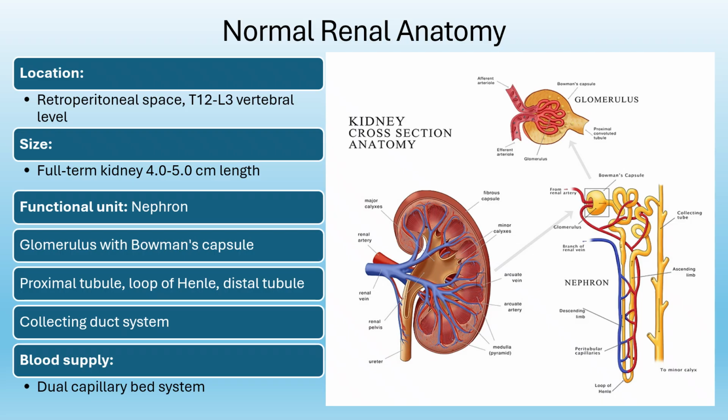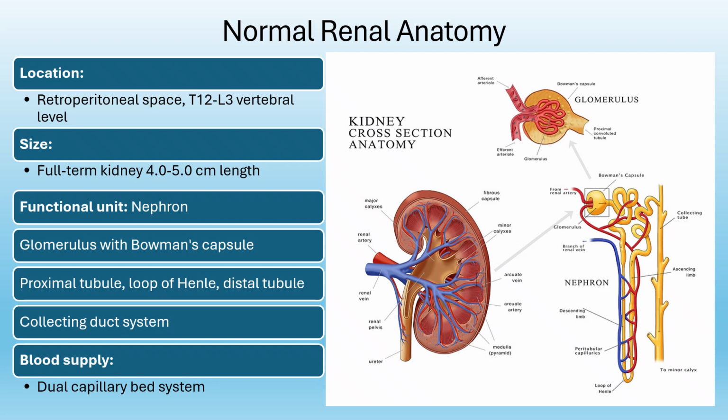When palpating for kidneys, remember to support the infant's back with one hand while gently pressing anteriorly. The retroperitoneal position requires this bimanual technique for proper assessment. Normal kidney size in a full-term infant measures 4.0 to 5.0 centimeters in length. This seemingly small measurement becomes critically important when evaluating ultrasounds.